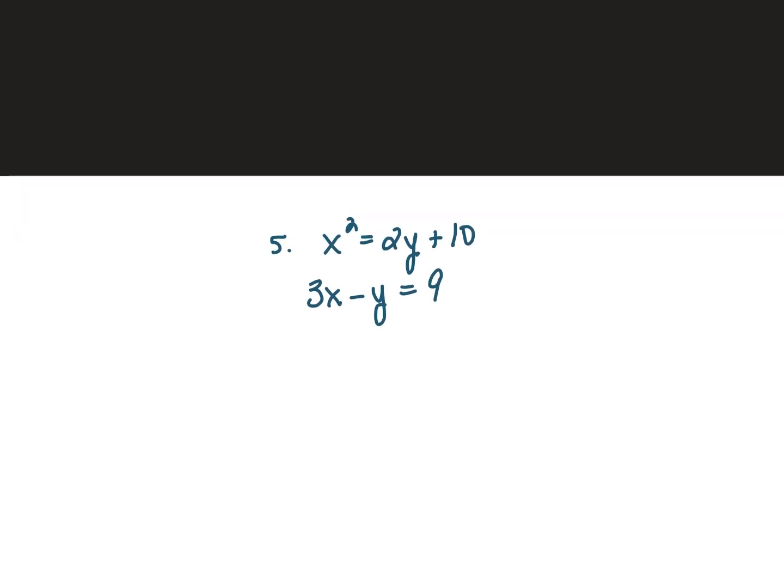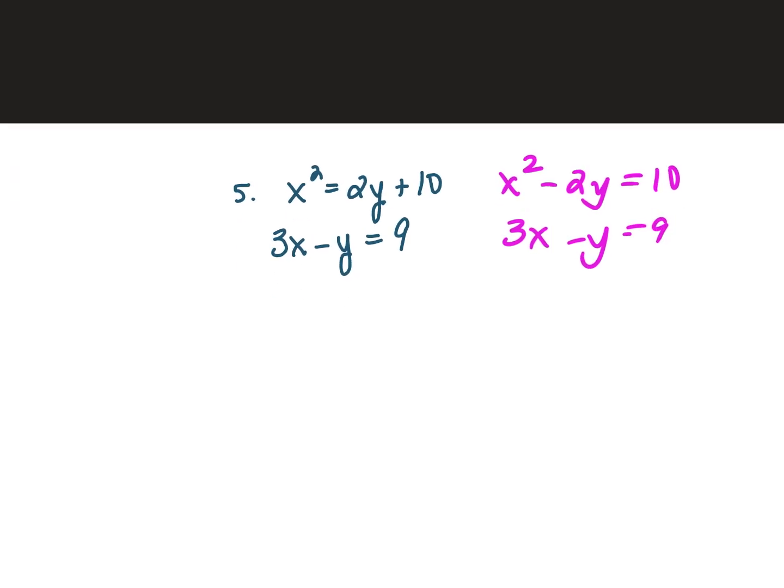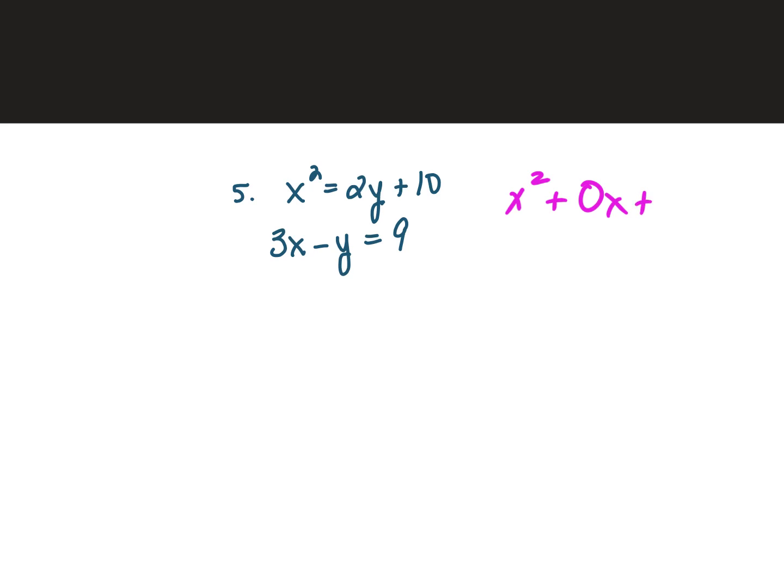What about this? What if I write this as x squared minus 2y equals 10, and this one as 3x minus y equals 9. Let me space it out a little better. I'm going to write x squared plus 0x minus 2y equals 10. And then here I have 3x minus y equals 9. Can I do that?